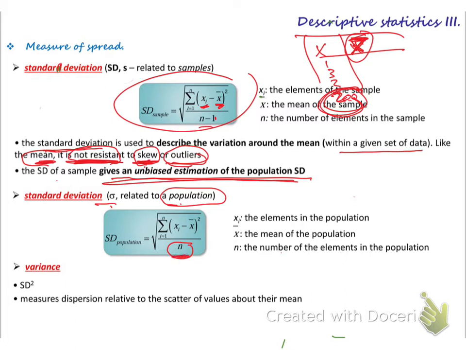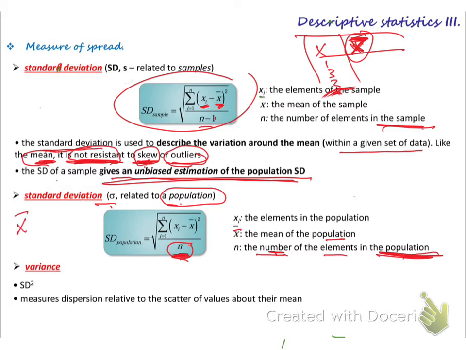So in this case, it's not the number of elements in the sample, but the number of elements in the population. Here it was the number of elements in the sample, here the number in the population, n. Okay, x bar is the mean of the sample. Sometimes they call it mu instead of x bar. For the case of the population, they call it mu.